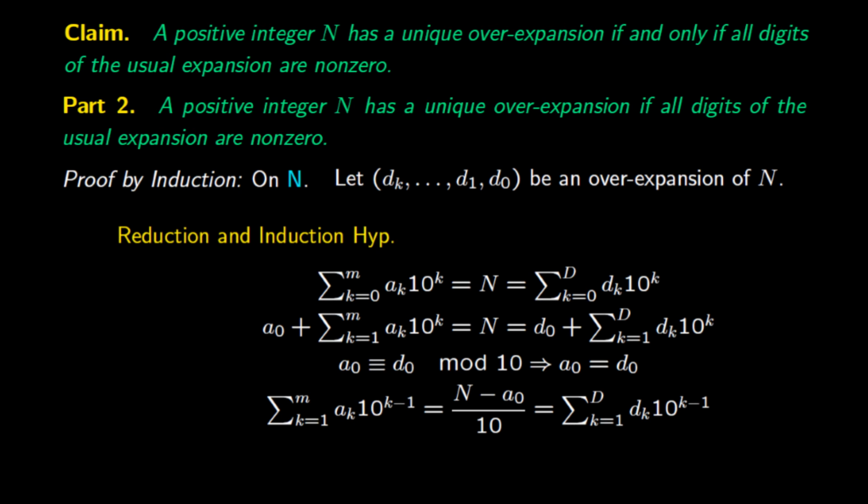By cancelling a0 and d0, we get a number less than n, since a0 is positive. However, it is equivalent to having 0 at the right-end digit, and we cannot apply the induction hypothesis, since the usual expansion contains a 0 digit. Thus we further divide both sides by 10. Then the summations at the bottom line become a number with usual expansion, where there are not any 0 digits. The summations at the bottom line can be viewed as two overexpansions of a positive integer less than n.